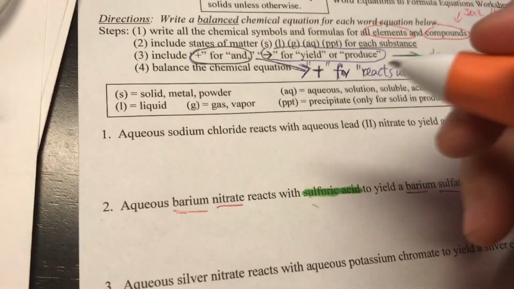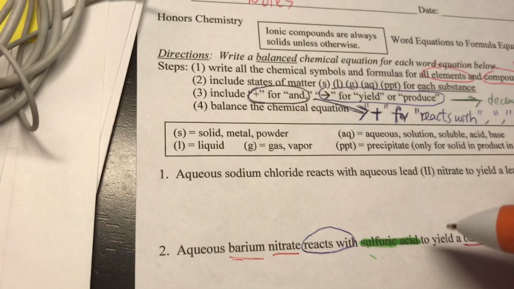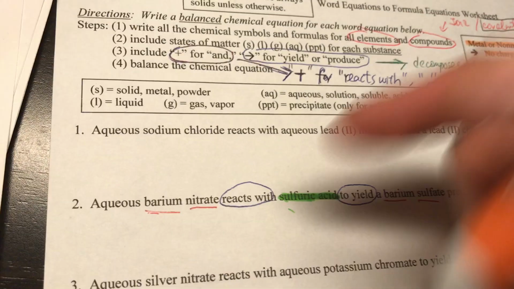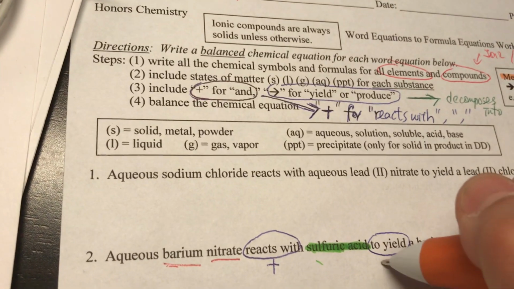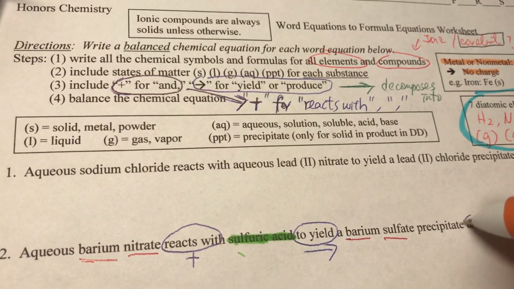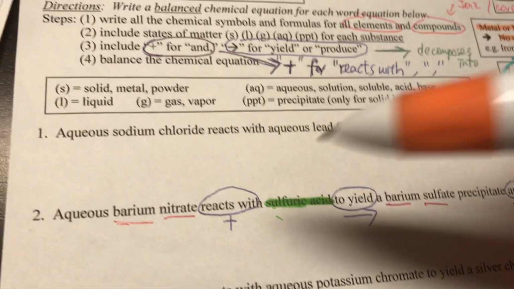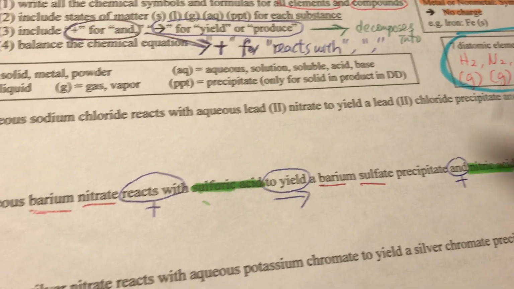We circle "react with" and "to yield." "React with" and "to yield" are always put together. So for "react with," we use plus. For "to yield," we use an arrow. And then I also see another word "and," so we put a plus. "React with" and "to yield" always work together: "react with" is plus, "to yield" is arrow, and "and" is also plus.